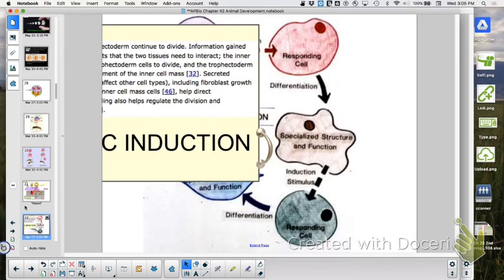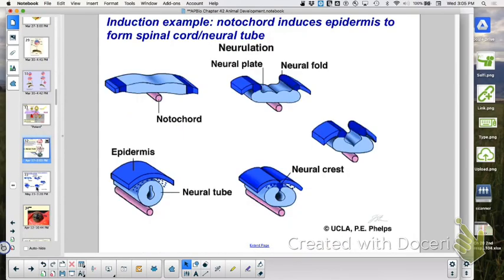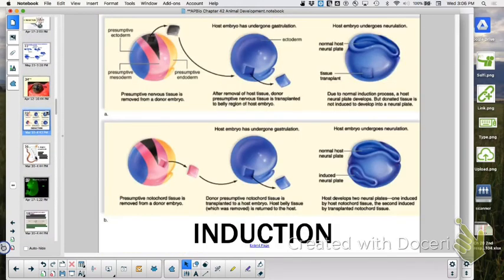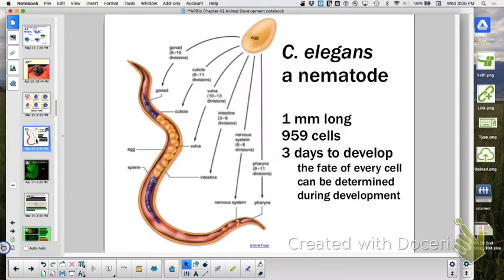And have the healing too. Oh, wouldn't that be awesome? Okay, I already said induction. I talked about the frog eye. I've talked about that. Okay, so they could ask you something about C.